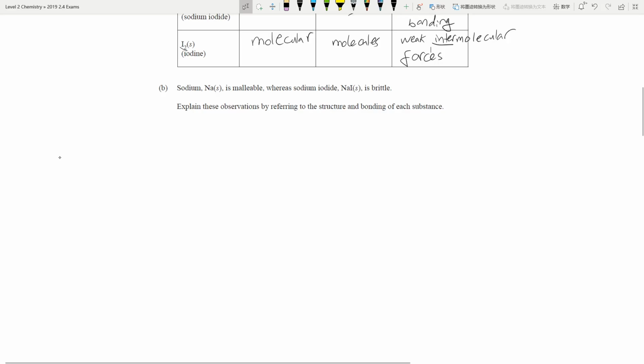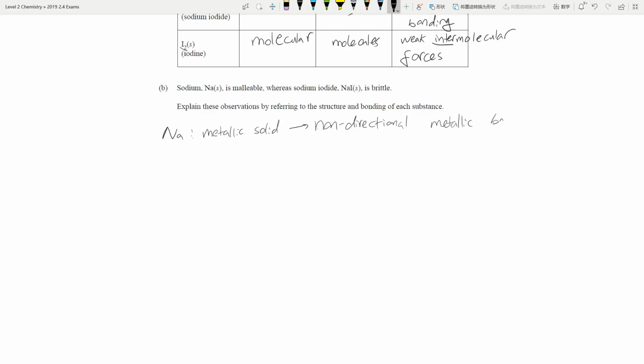Okay, sodium is malleable, whereas sodium iodide is brittle. Explain this observation by referring to the structure and bonding. This is an excellent question. You need to understand, first of all, sodium is a metallic solid, like we described just now. And what does it have? It has non-directional bonding. It's non-directional metallic bonding.